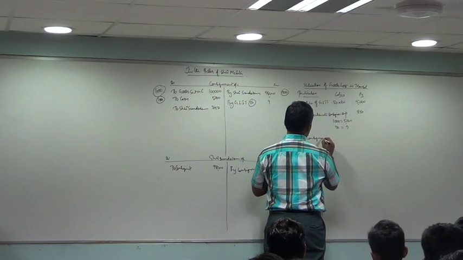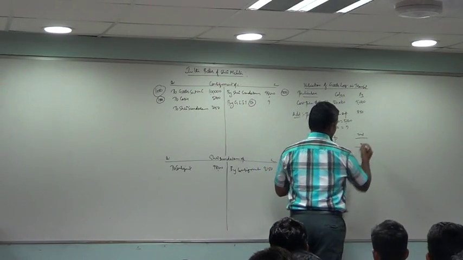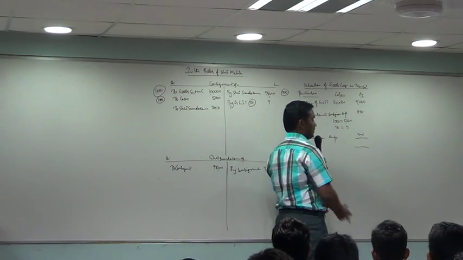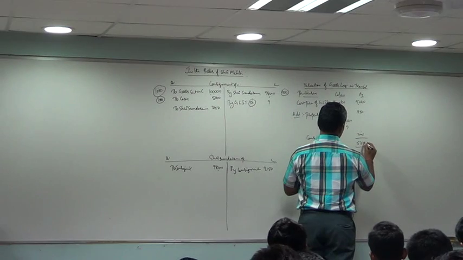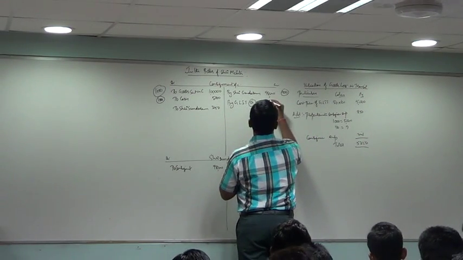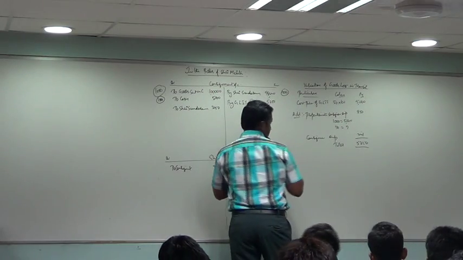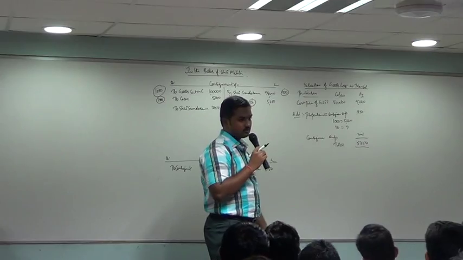Consignee expenses nil. Why nil? The goods have been lost before he received the goods. The total is 5,250. So what have we done? We have removed the cost price of these goods from the consignment account.